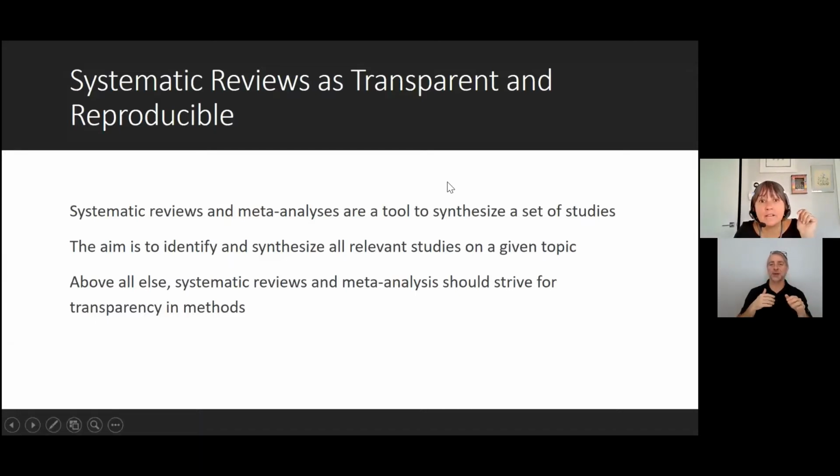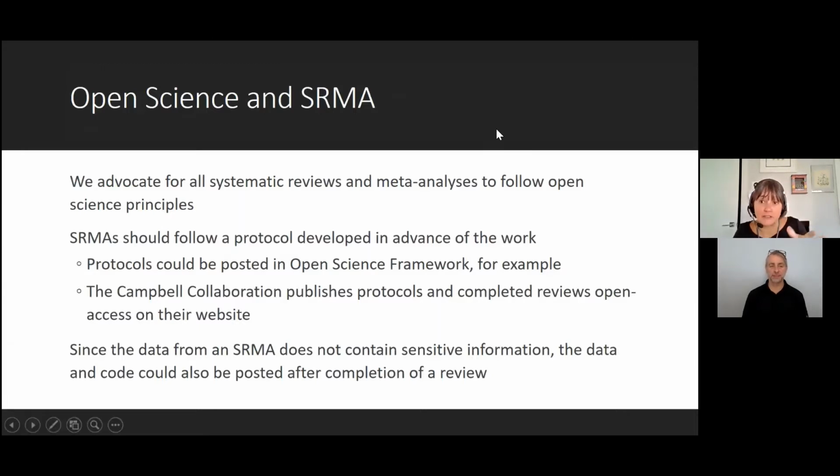Okay, and in that vein, we, and I'm talking about we as a team, Ryan, Josh, and I, advocate that all systematic reviews and meta-analyses adhere to open science principles. So we believe systematic reviews and meta-analyses should follow a protocol that was developed in advance. And those protocols could be posted, for example, in the Open Science Framework. Examples of these can be seen in the Campbell Collaboration, who have from the beginning always published protocols and completed reviews that are open access on their website. And since the data from a systematic review and meta-analysis is not sensitive, it's from, for the most part, published sources, there's really no reason not to post both the data and code after the completion of a review.